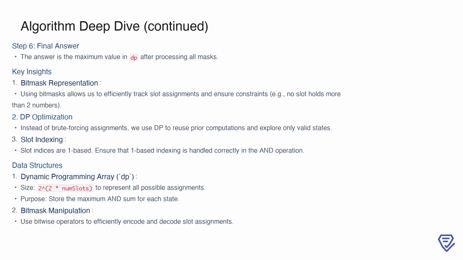Third, it's important to remember that slot indices are 1-based, so we must handle this correctly when performing the AND operation with the numbers. In terms of data structures, the dynamic programming array DP is of size 2*2*numSlots, since it represents all possible states of slot assignments. Bitmask manipulation using bitwise operators is essential here, as it enables efficient encoding and decoding of these states.